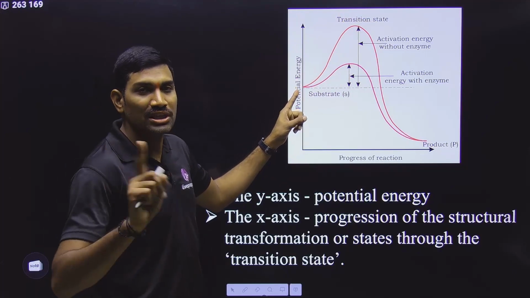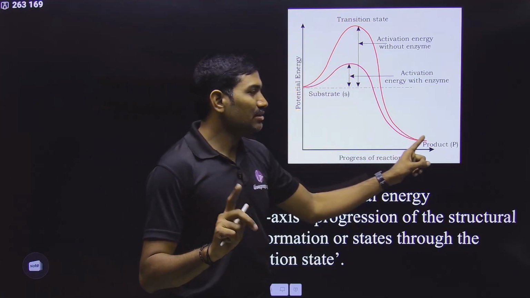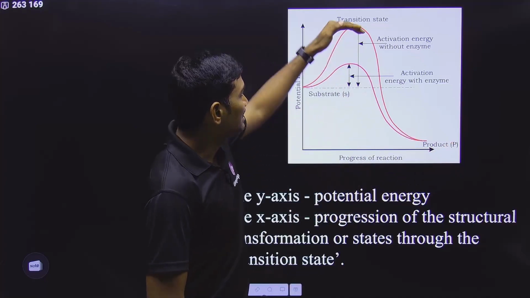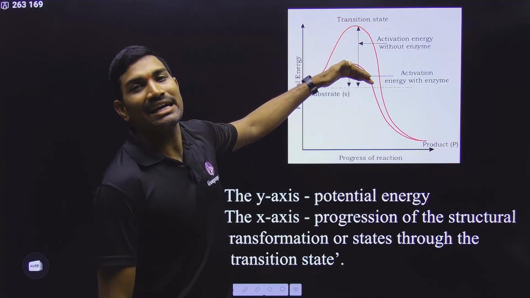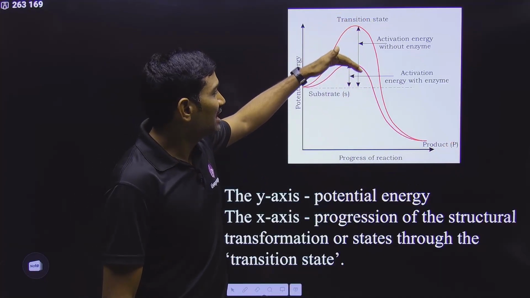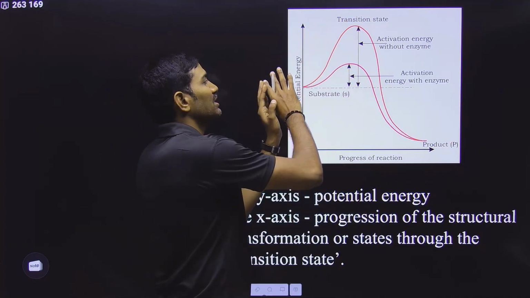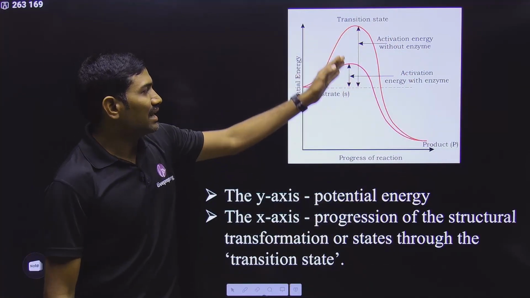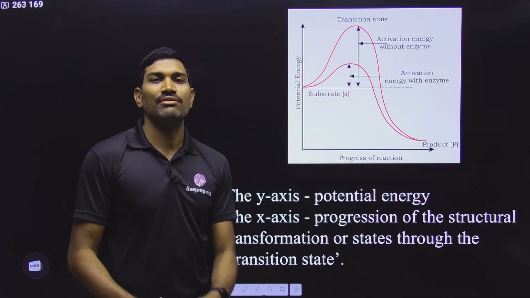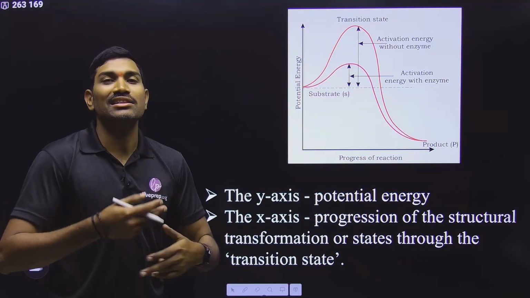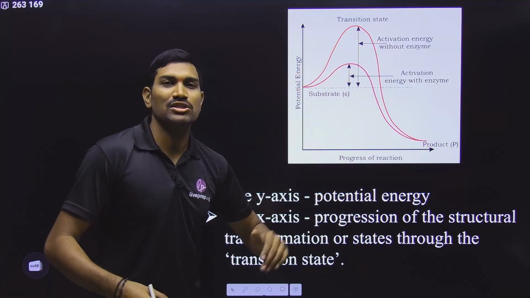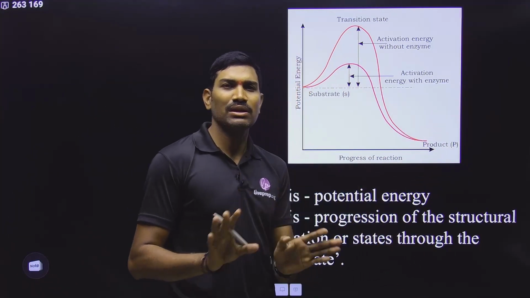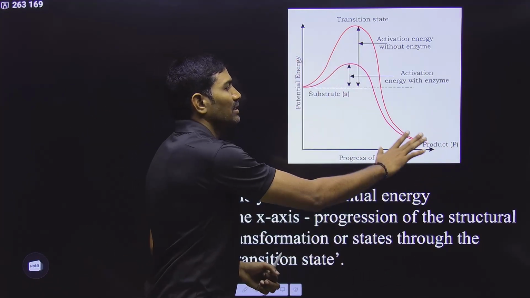Enzyme is not changing the energy of substrates. Enzyme is not changing the energy of products. Then what is the enzyme doing? Enzyme is decreasing the activation energy. When the activation energy is decreased, more substrates can easily pass through the transition state, cross the activation energy, and easily form the product. In this way, enzymes are responsible for a higher rate of reaction. This is what they are saying here. Simple concept. Clear?